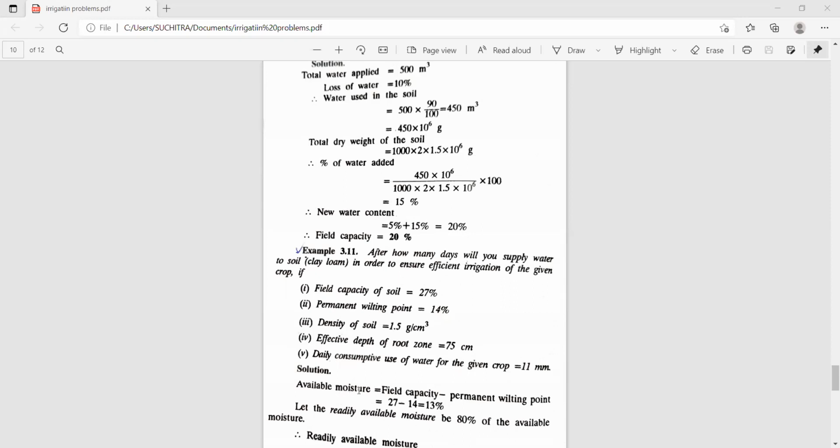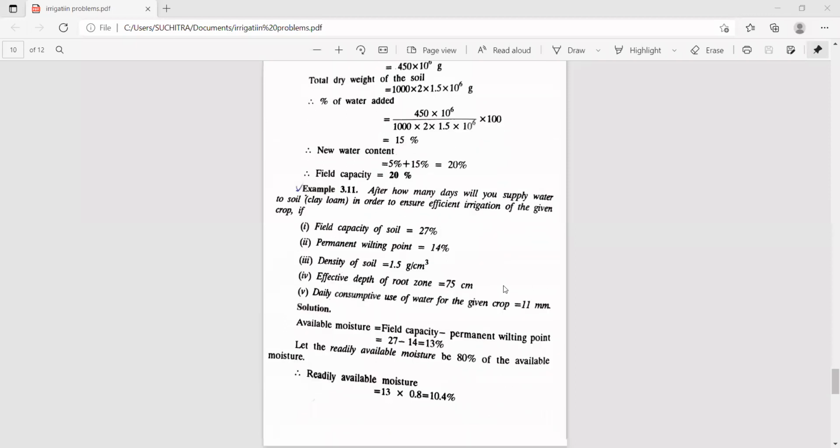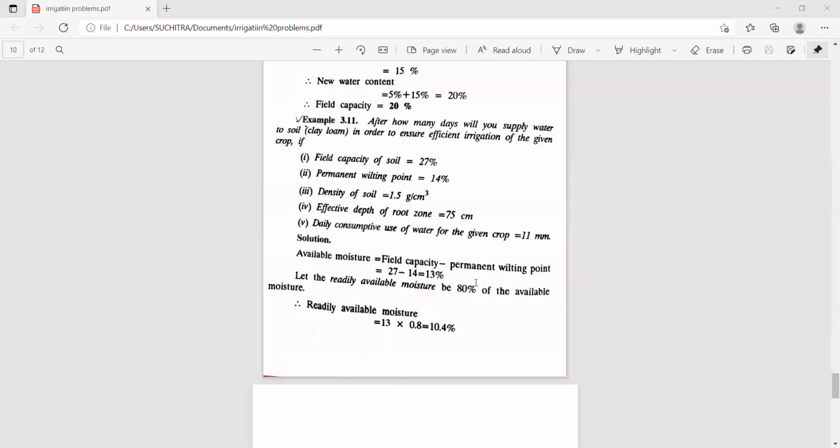Available moisture is the difference in moisture content between field capacity and the permanent wilting point. Field capacity is 27% and the permanent wilting point is 14%. Hence the available moisture is about 13%. Now we know the readily available moisture is about 75 to 80% of the available moisture. Hence the readily available moisture, multiplying 13 by 0.8, is 10.4%.